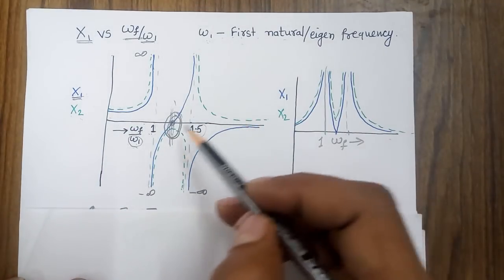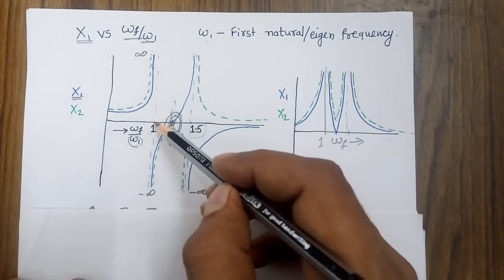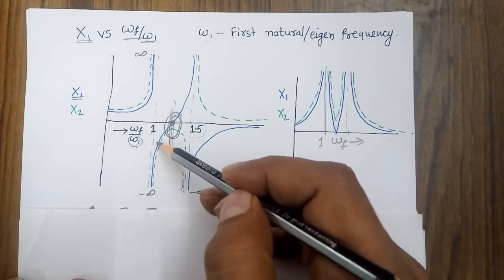I can see here that for the second mass, initially it will go to an infinite value. When it goes further, it will start from a negative value.